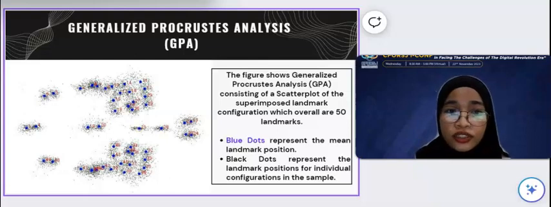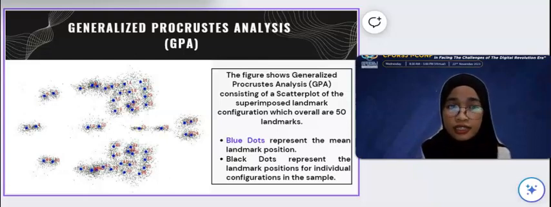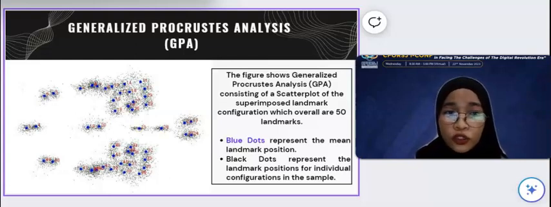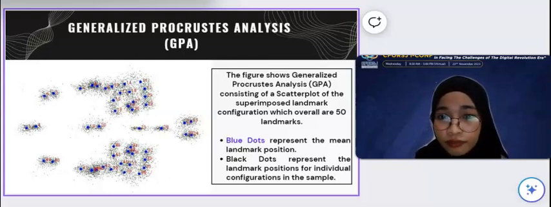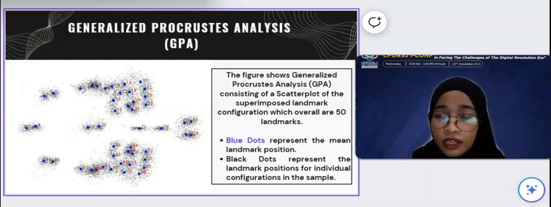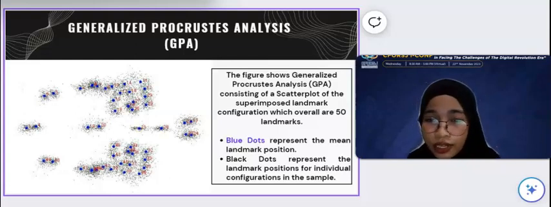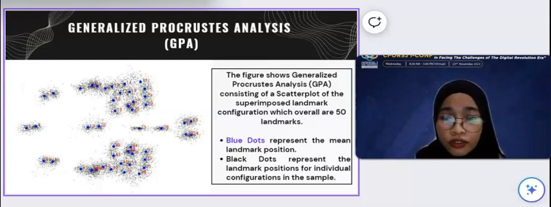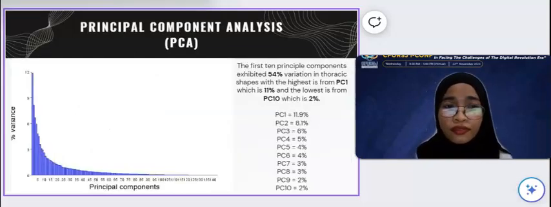This figure shows generalized Procrustes analysis, GPA, that consists of a scatter plot of the superimposed landmark configuration, which overall are 50 landmarks. Here we can see the blue dots, which represent the mean landmark position, and the black dots, which represent the landmark positions for individual configurations in the sample.